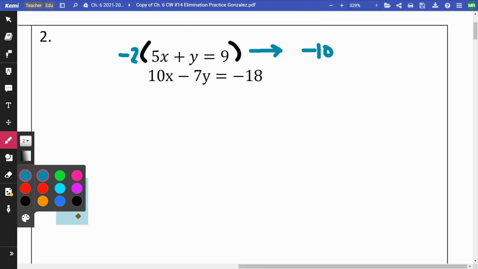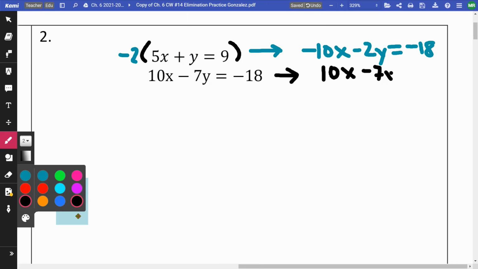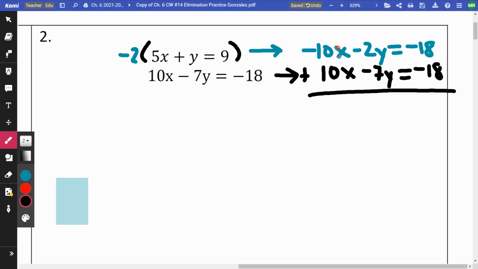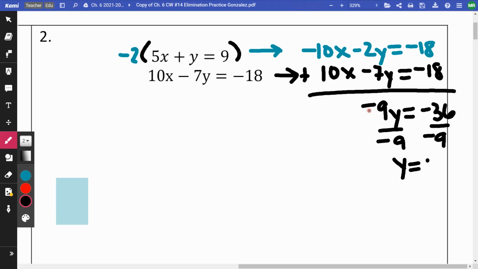So I'm going to get -10x minus 2y is equal to -18. My second equation I'm going to keep as 10x minus 7y is equal to -18. I'm going to add these two equations together. And what's going to happen is my x's are going to cancel out here. And for my y's, I get -2y plus -7y, which is -9y, is equal to -36. I divide by -9, and I get y is equal to 4.